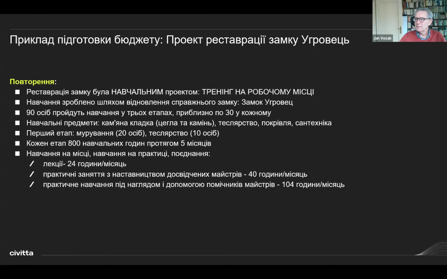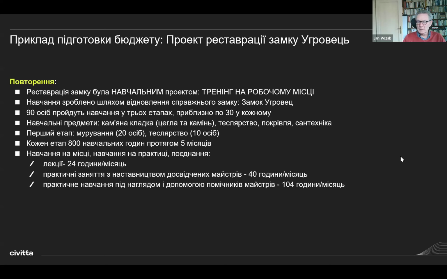Okay, remember the example from the last time. I will repeat it quickly, and please bear in mind that this is a stylized, very simplified, illustrative information about the budget. The real implementation of the castle restoration project was much more complicated. But for the training purposes, I have simplified it so that we can go through the budgeting process within, let's say, 20 minutes.